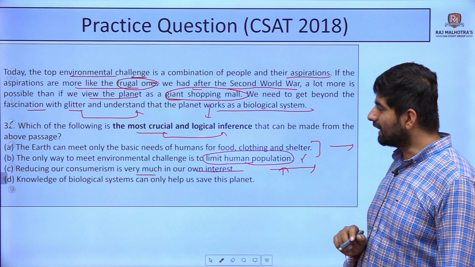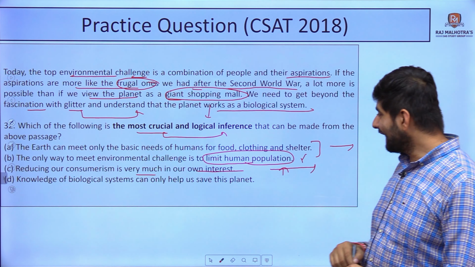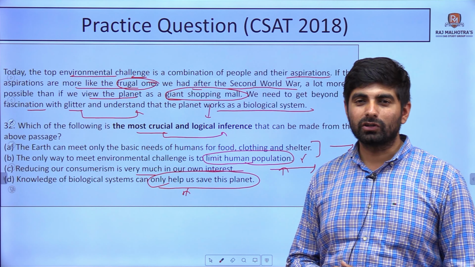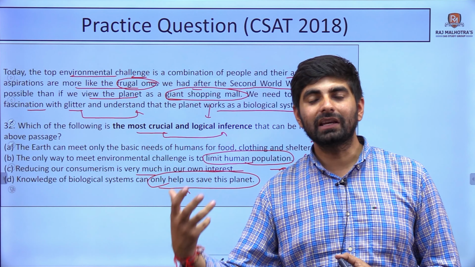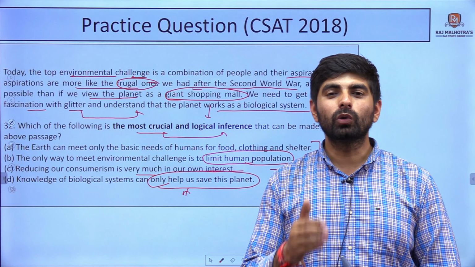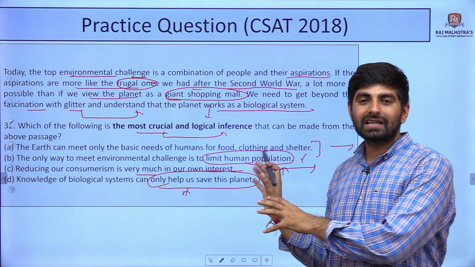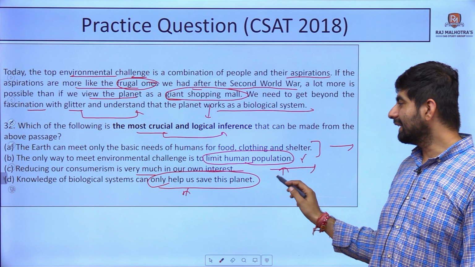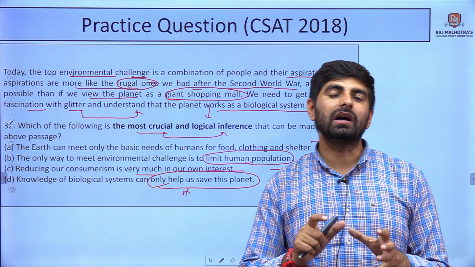Now last option that is there, knowledge of biological systems can only help us save this planet. We have knowledge of biological systems, but this option is extreme in nature. There are certain other ways which can help us save the planet, so we don't have to choose this as our correct answer. So based on the information given in the passage, we can directly say that option C will be the most suitable option that can be our answer.